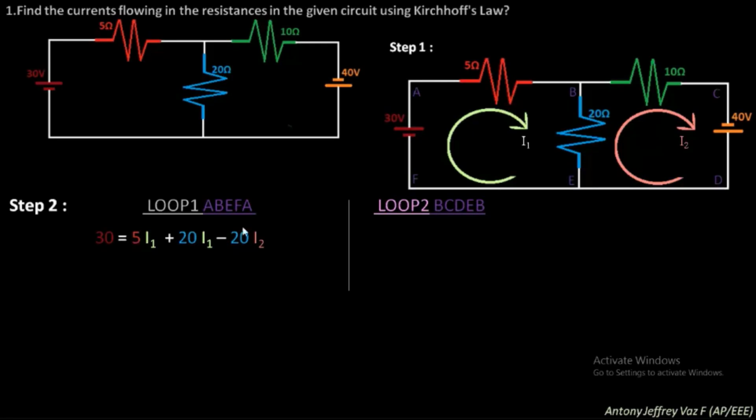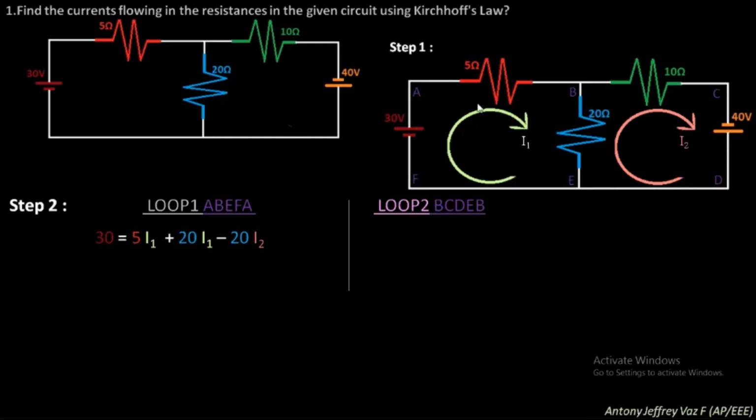So we need to find the potential drops along the loop A, B, E, F, A. First we know the potential rise is 30 volt, so we put 30 volt over here, which will be equivalent to the potential drops. For the potential drops, as per Ohm's law, we know V equals I into R. We have assumed the current flowing in the clockwise direction, so this is the current I1 flowing in the clockwise direction.